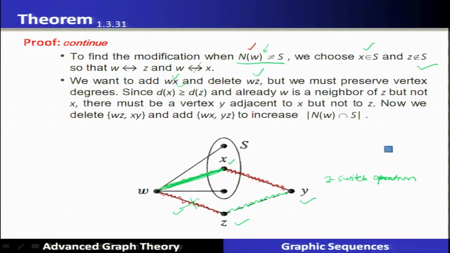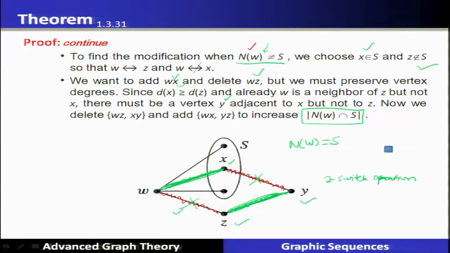So if Wx is added and Wz is removed, another vertex has to be there, and that is Y, which is adjacent to X but not to Z. Now we delete Wz and Xy, and add Wx, which we have already added, and Yz is also added. Having done that, we will increase NW, and now NW will become equal to S.